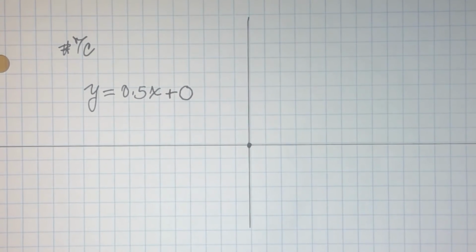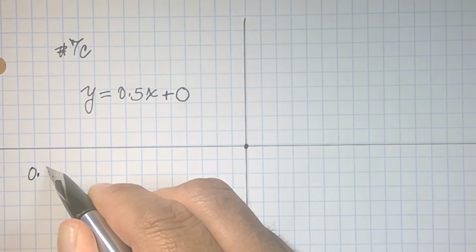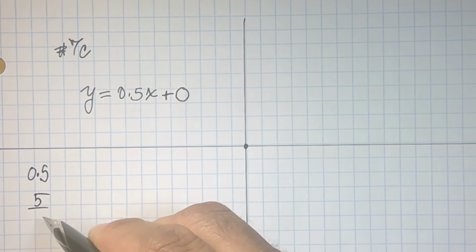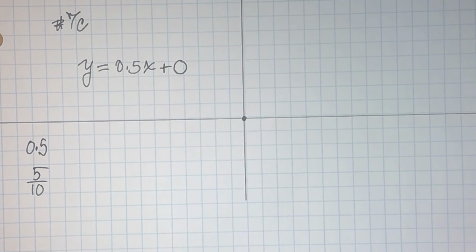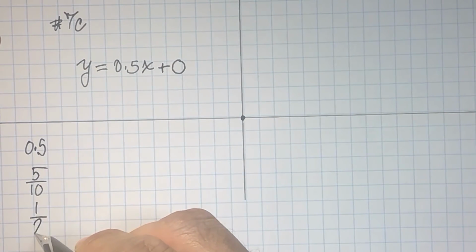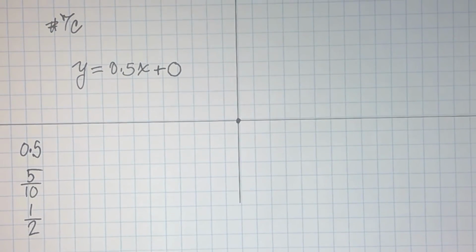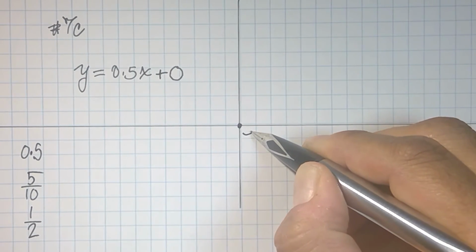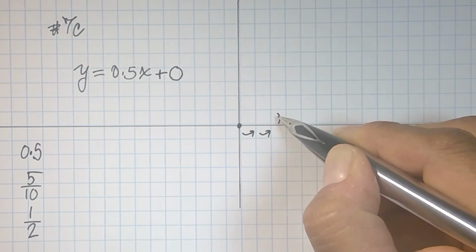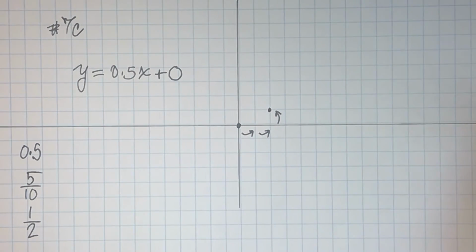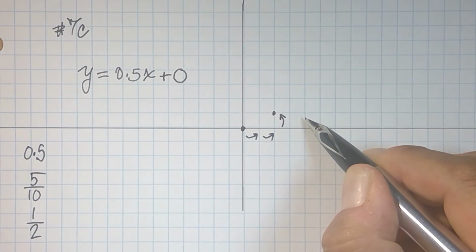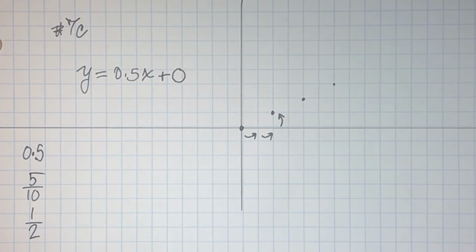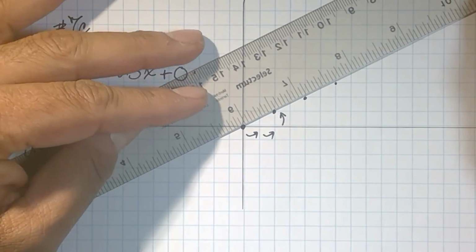Now we've got decimal slope here. So what that means is, if you look at it, 0.5, that's the same thing as 5 over 10, which is the same as 1 over 2. So all of a sudden it's not that difficult anymore. What you do is you go 2 to the right and you go 1 up. There's your point. 2 to the right, 1 up. There's another point. 2 to the right, 1 up. There's another point. Those are all points on the same line.